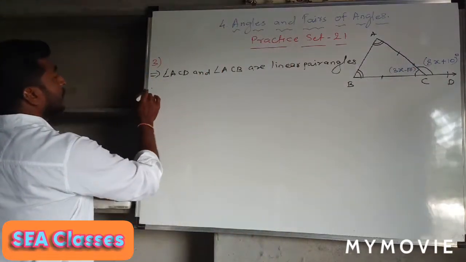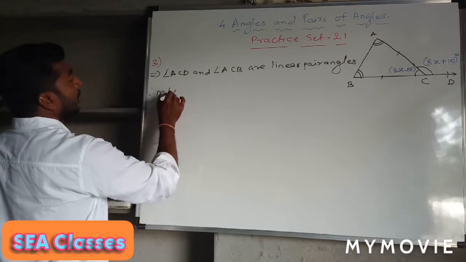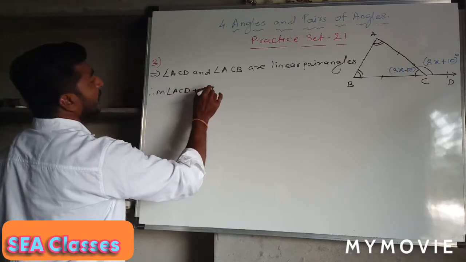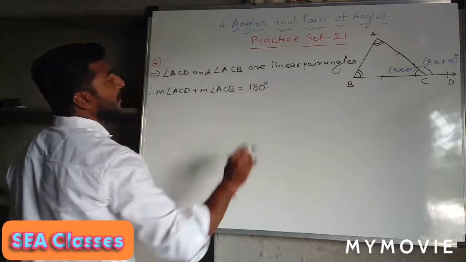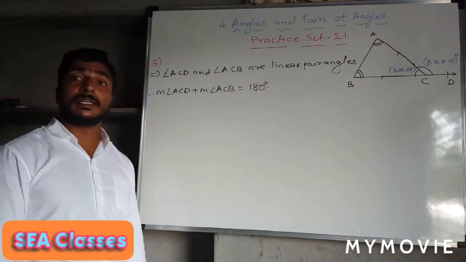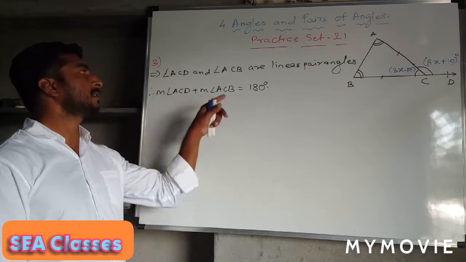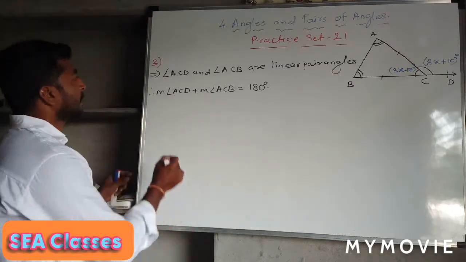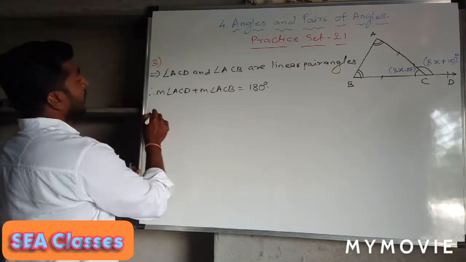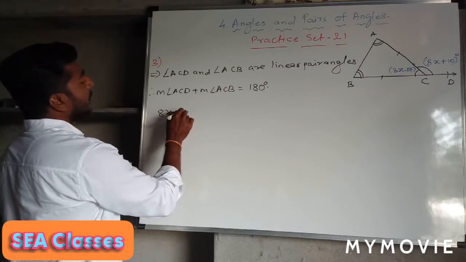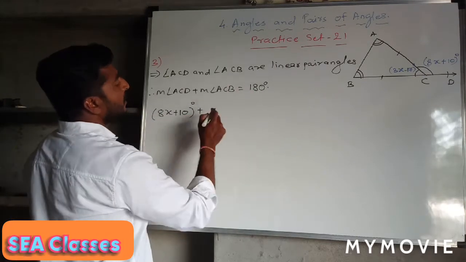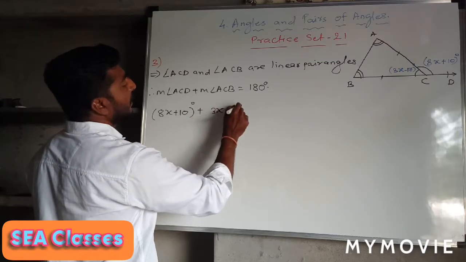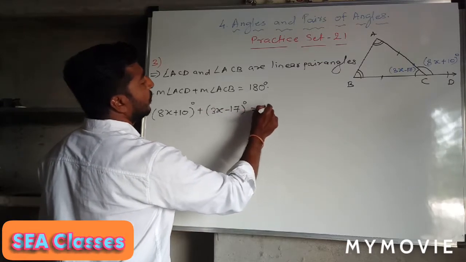So you know that angle ACD and angle ACB are the linear pair angles, and therefore the measure of angle ACD plus measure of angle ACB will be equal to how much? 180 degrees. And you know that linear pair angles are always 180 degrees. That means the sum of linear pair angles is always 180 degrees. So now measure of angle ACD is 8x plus 10 degrees, plus measure of angle ACB is 3x minus 17 degrees, which will be equal to 180 degrees.